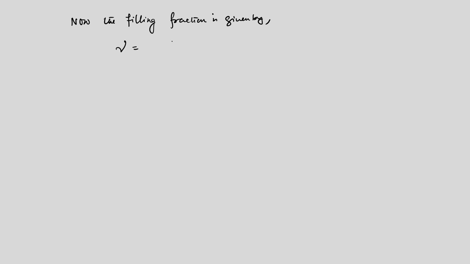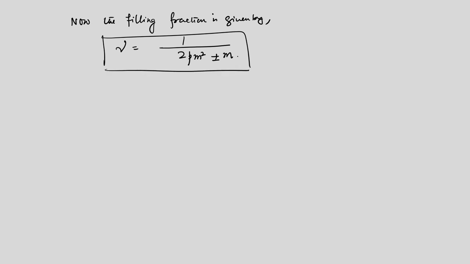So, nu is equal to 1 by 2p m square plus minus m. Okay, that's the filling fraction. And this filling fraction can be expressed in terms of a continued fraction, but importantly, it needs to be noted that there is a term in addition to the m term that is there in the denominator. So the Laughlin state only had this m term because Laughlin states only remained in the ground state. So it's a ground state wave function.